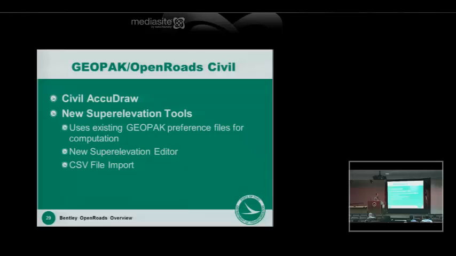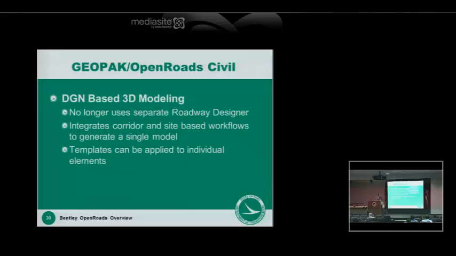New super elevation tools. It does use the GeoPak preference files for computation, so the super elevation was more or less ported from GeoPak to an OpenRoads environment. It changes in how it's generated and how you work with it, but the calculation and stuff's pretty much the same. It doesn't actually draw the shapes in the file in the same way. It's a little different. And there's a new super elevation editor to go with that, and there's the ability to import super elevation from a text file, define it that way.